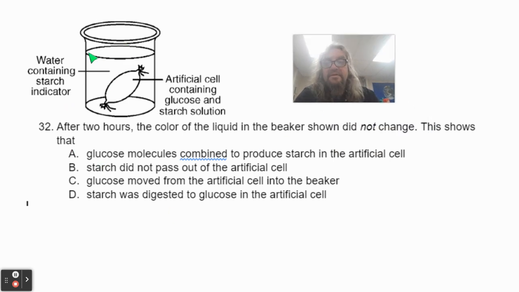Question 32. All right, we've got an artificial cell with glucose and starch, in water containing a starch indicator. After 2 hours, the color in the liquid of the beaker shown did not change. This shows that A, glucose molecules combined to produce starch in the artificial cell. B, starch did not pass out of the artificial cell. C, glucose moved from the artificial cell into the beaker. Or D, starch was digested to glucose in the artificial cell.